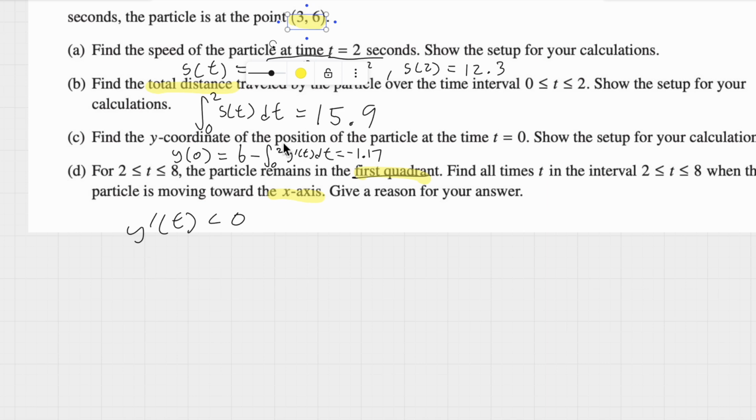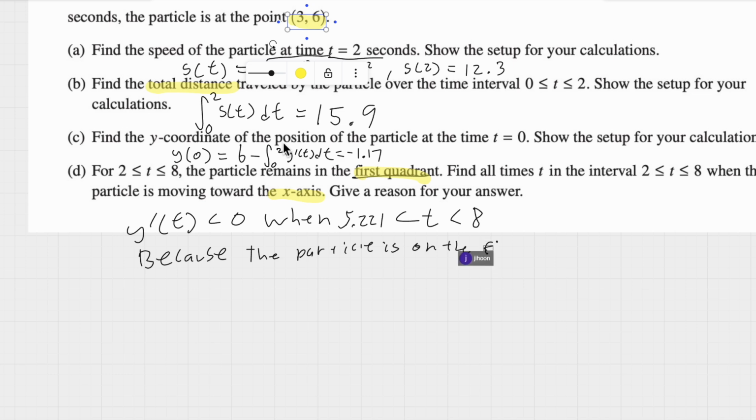So you can probably use your graphing calculator, and you will find that y prime of t is less than 0 when t is between 5.221 and 8, because our particle is in the first quadrant. Okay, or something like that.